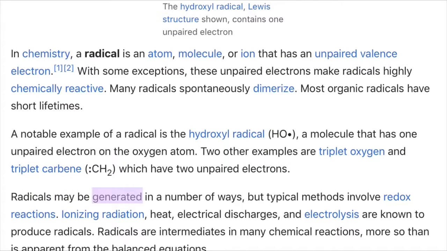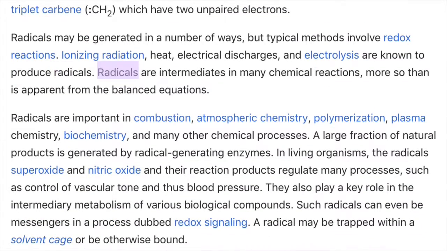Radicals may be generated in a number of ways, but typical methods involve redox reactions, ionizing radiation, heat, electrical discharges, and electrolysis. Radicals are intermediates in many chemical reactions, more so than is apparent from the balanced equations. Radicals are important in combustion, atmospheric chemistry, polymerization, plasma chemistry, biochemistry, and many other chemical processes.